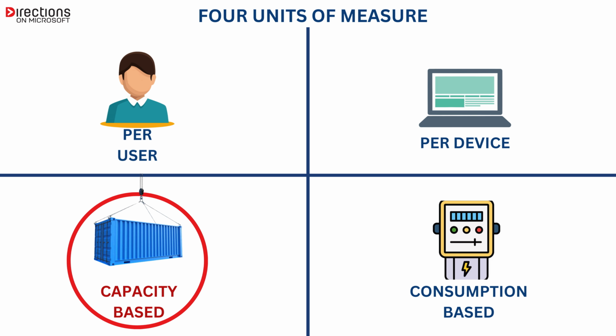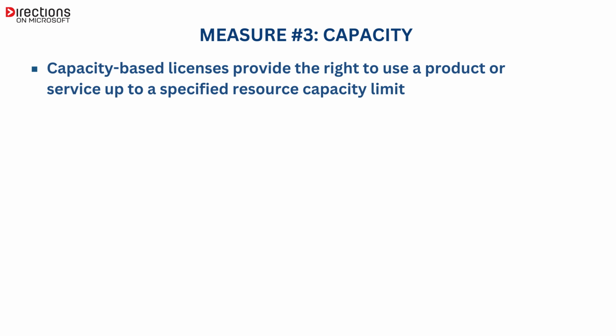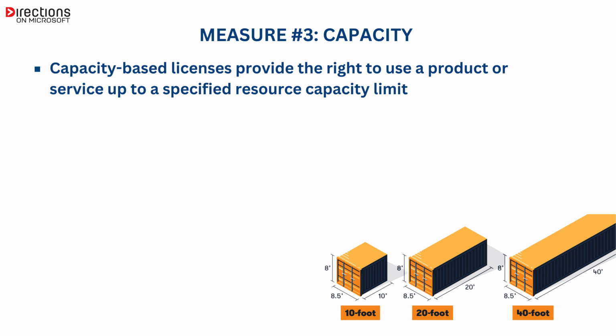Okay, enough about per user and per device licensing. Let's move on to capacity and consumption-based licensing. Here we go on capacity-based. Capacity-based licensing provides the right to use a product or service up to a specified resource capacity limit, with the amount charged unaffected by how much capacity is used. In other words, you pay for it whether or not you use it. Typically, there's a period of time associated with the capacity.